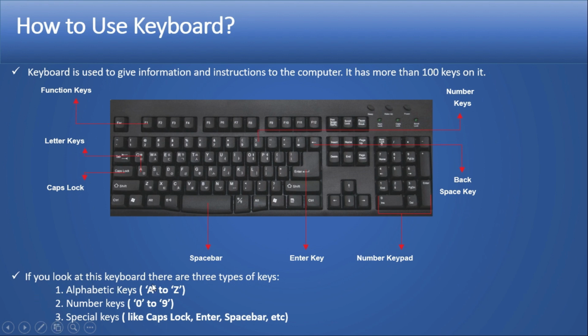If you look at this keyboard, there are three types of keys. Alphabetic keys, number keys, special keys. So children, alphabetic keys are nothing but letter keys. Letter keys we will be having from A to Z. Number keys are nothing but here we are having 0 to 9 numbers. Those are called number keys. And some special keys like caps lock, space bar, enter key, and so on.